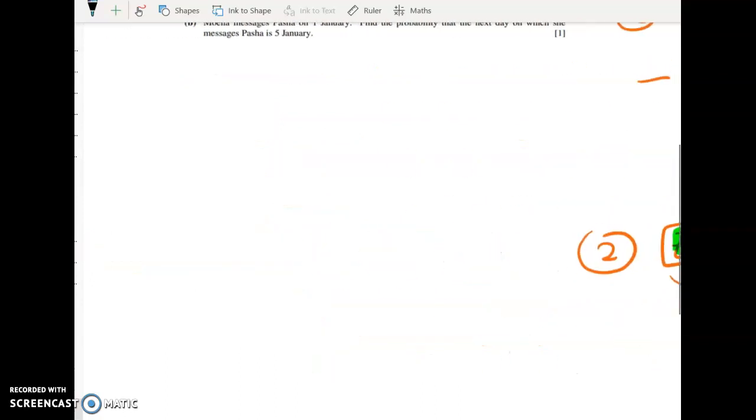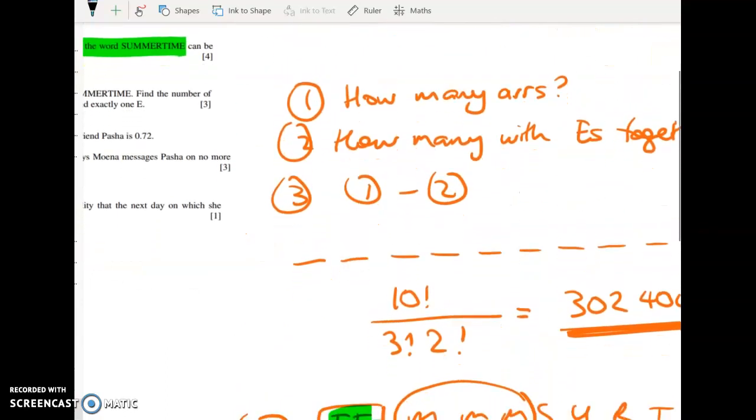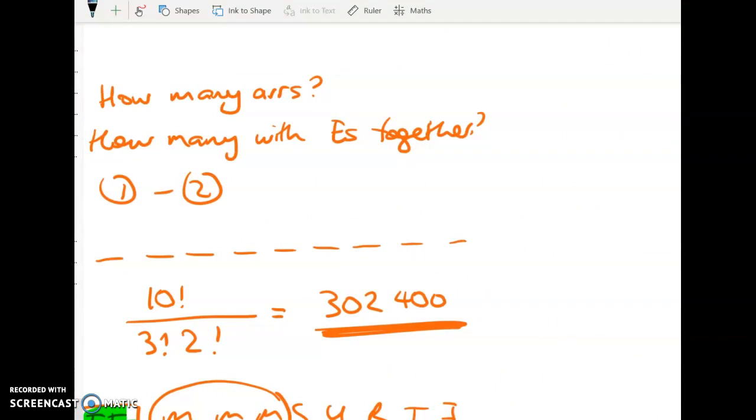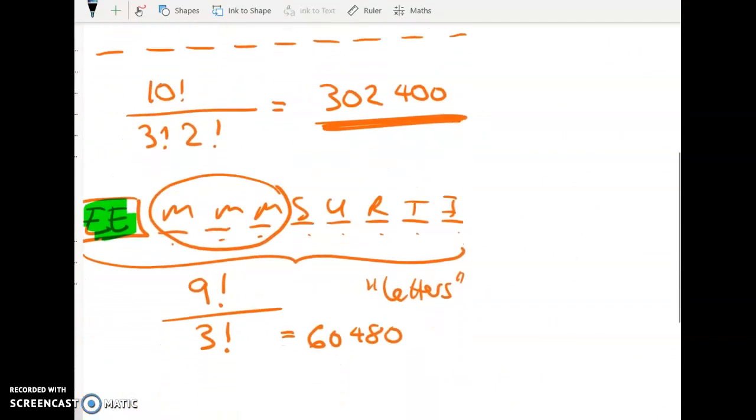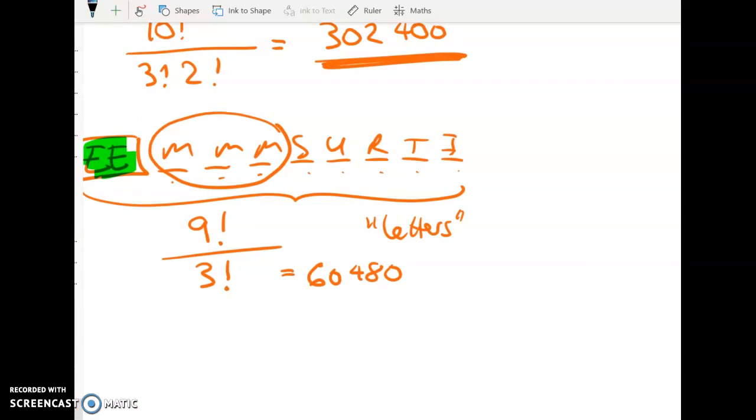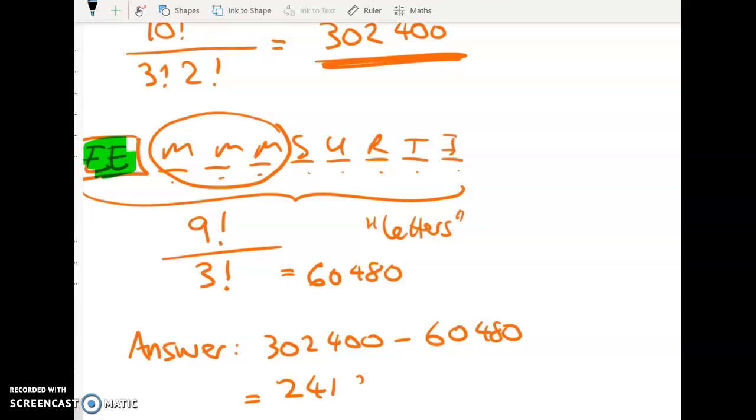60,480. So my answer, just going back to that strategy, sorry, the dog has woken up and is, I think, trying to get out of her crate. So there might be dog noises. Okay, so the answer is pretty simple, right? 302,400. Take away 60,480, which gives me 241,920 arrangements. Now, here's the second way.